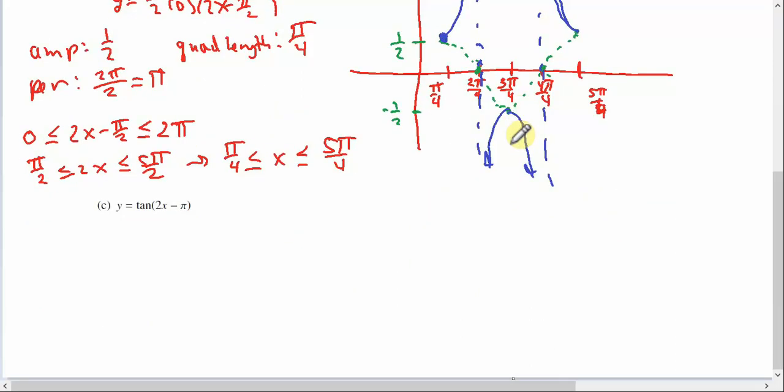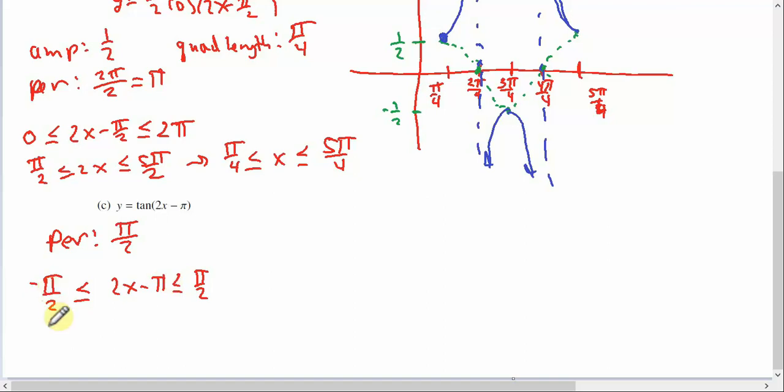And then finally, we want the tangent graph, which we don't have to do quite as much. There's not an amplitude, but there is a period change here. Period is normally pi, but we divide it by 2, so this has a period of pi over 2. Sorry, let me start over. Tangent, remember, is normally between minus pi over 2 and pi over 2, so I need to figure out where that new interval is going to be. So 2x minus pi less than or equal to pi over 2. So that's normally where we sketch tangent.